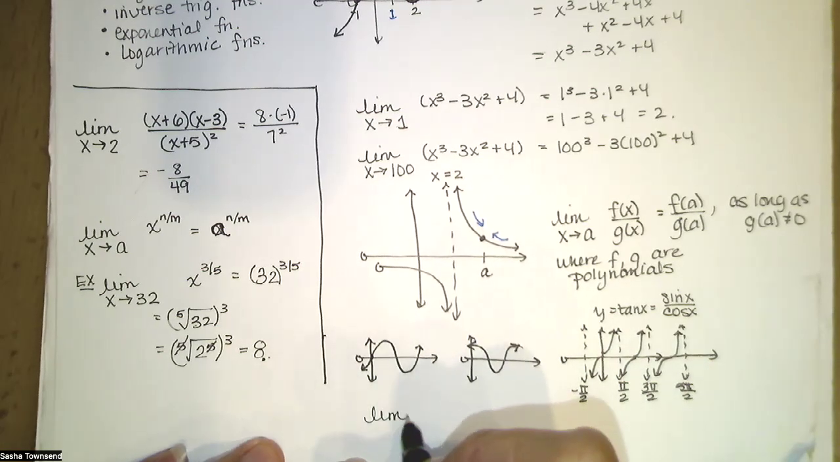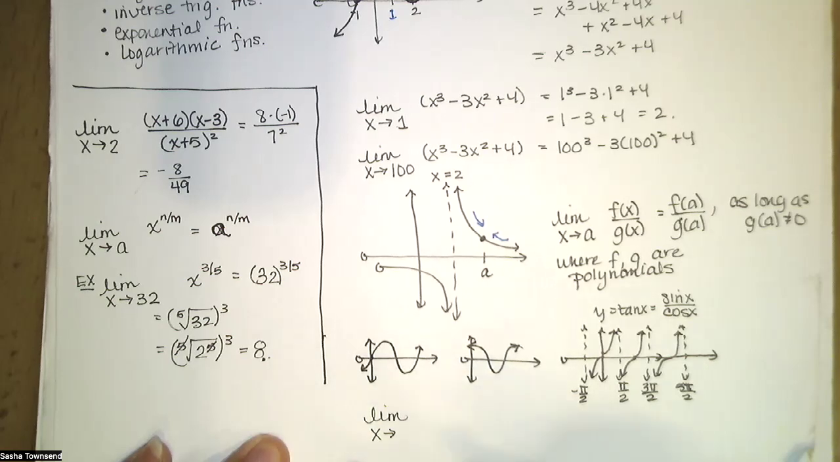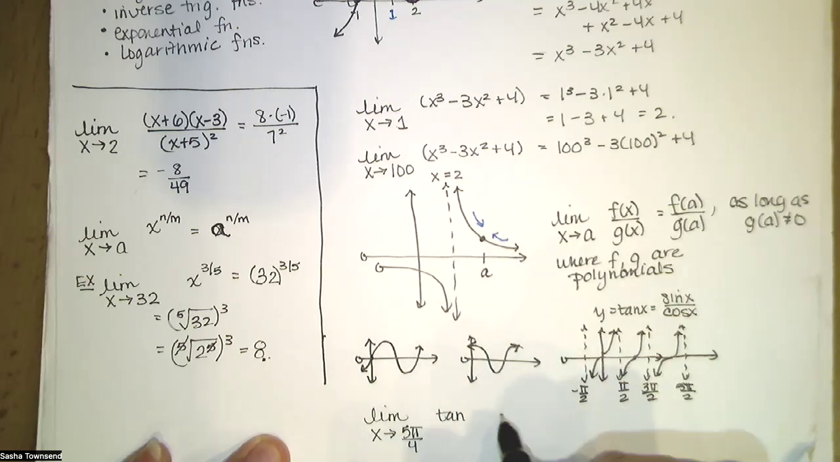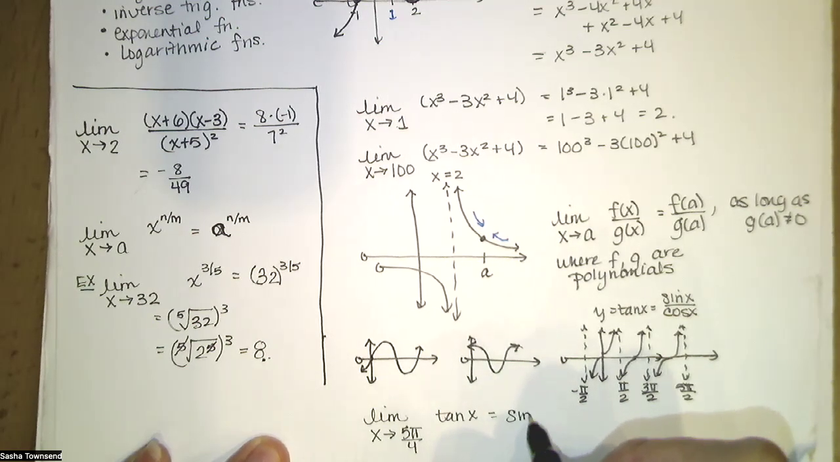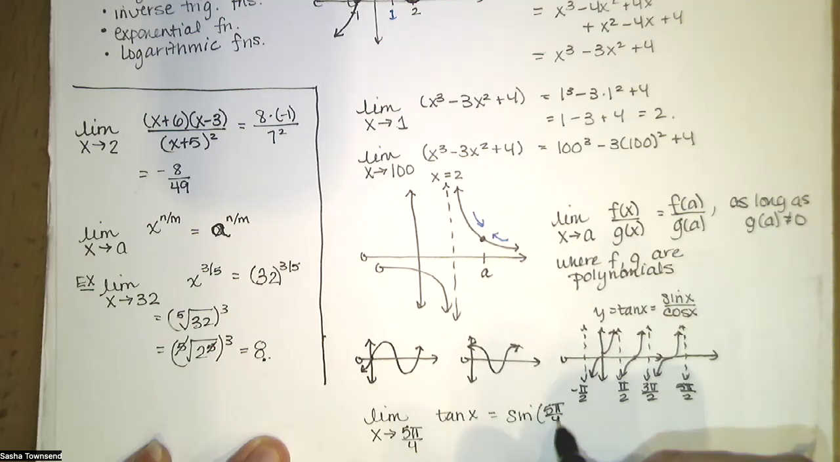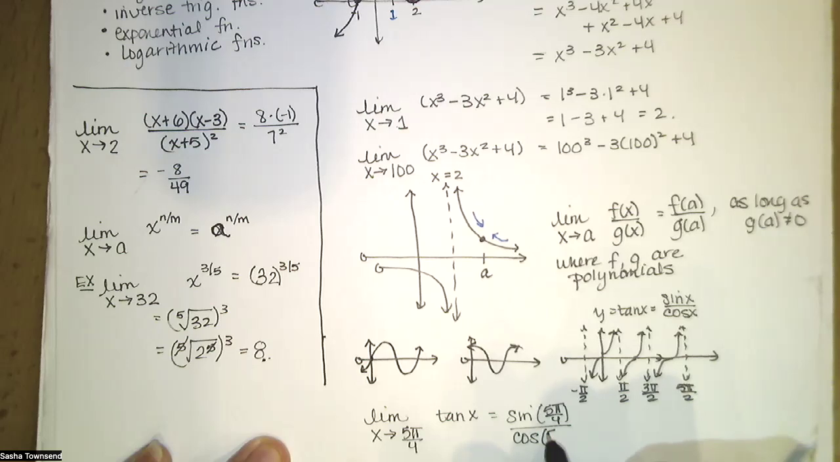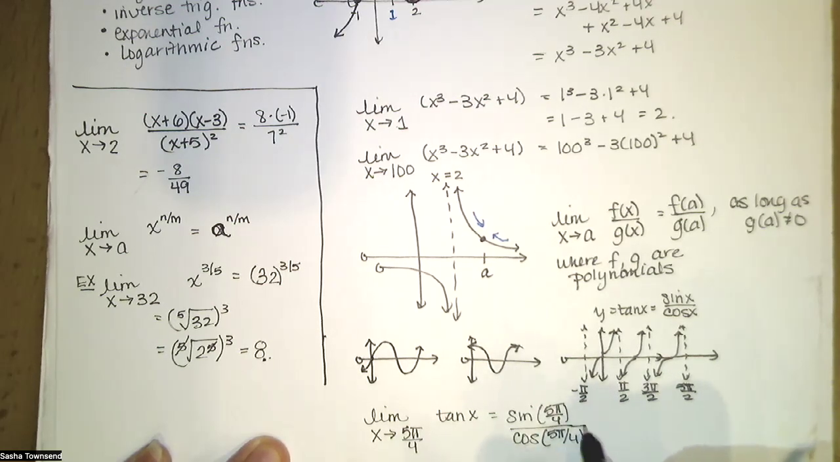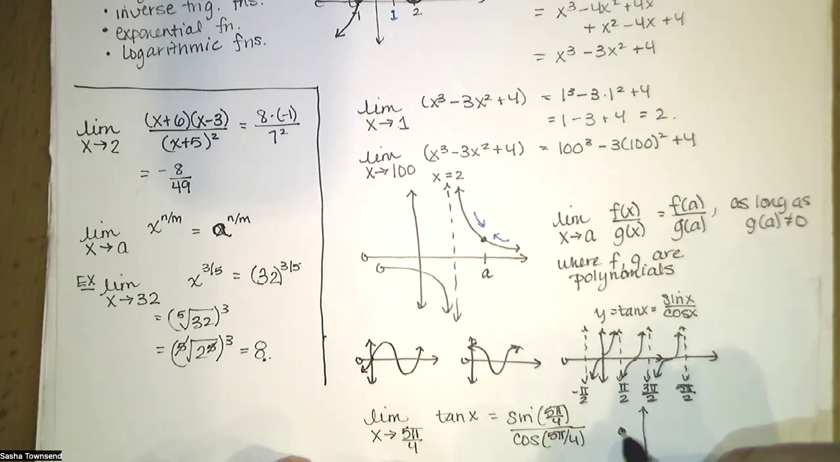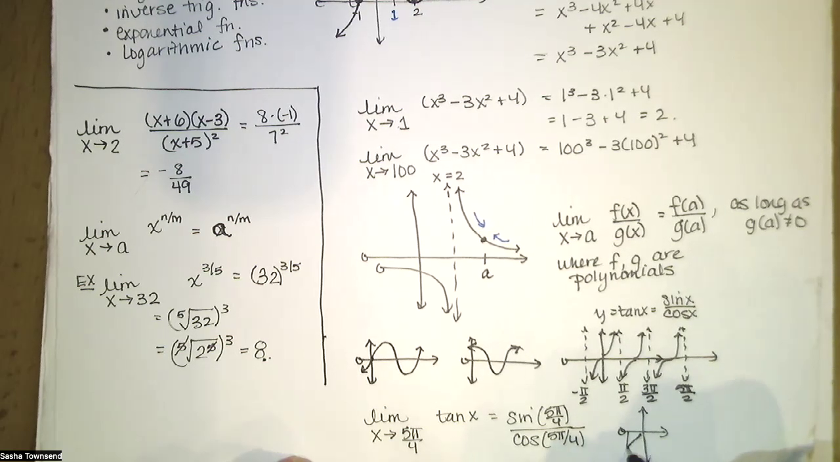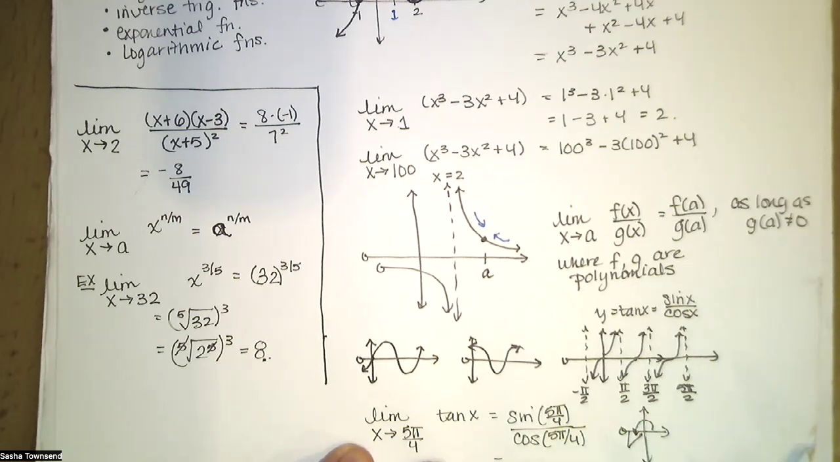So if someone asks you, well, what's the limit as x approaches, let's say 5 pi divided by 4 of tangent of x, you say, well, it's just the sine of 5 pi over 4 divided by the cosine of 5 pi over 4. And if you don't remember that, you can always draw a triangle. 5 pi over 4 is going to give us a triangle that's over here. If it's a 45-degree angle here, pi over 4 is our angle here, we're going to have a 1, 1, square root of 2 triangle.